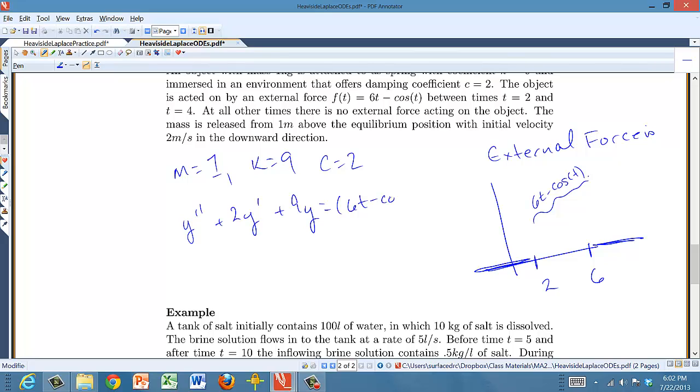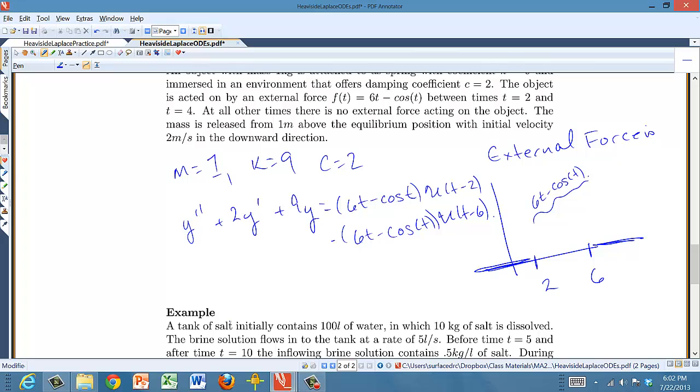So 6t minus cosine t, times the Heaviside function shifted by 2. And then at time 6, the external force turns off, and then that's it. So we'll say minus 6t minus cosine t, times the Heaviside function shifted by 6. And that's it. So that is the model of the ODE.